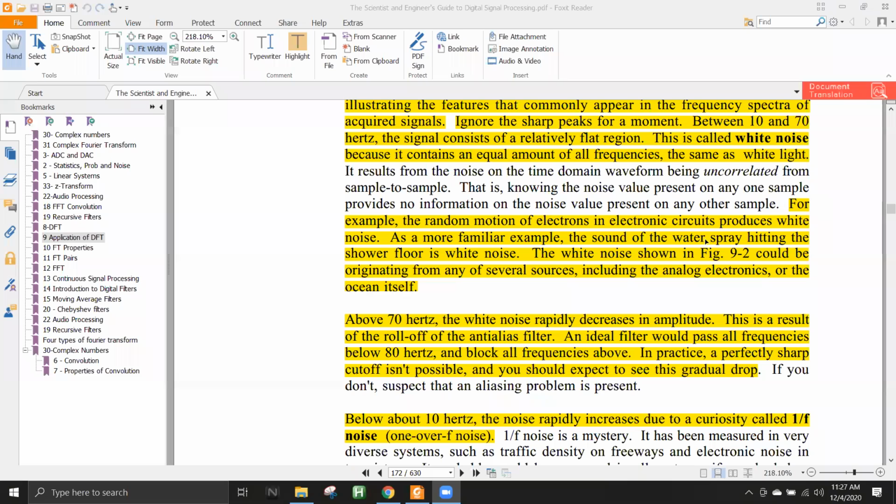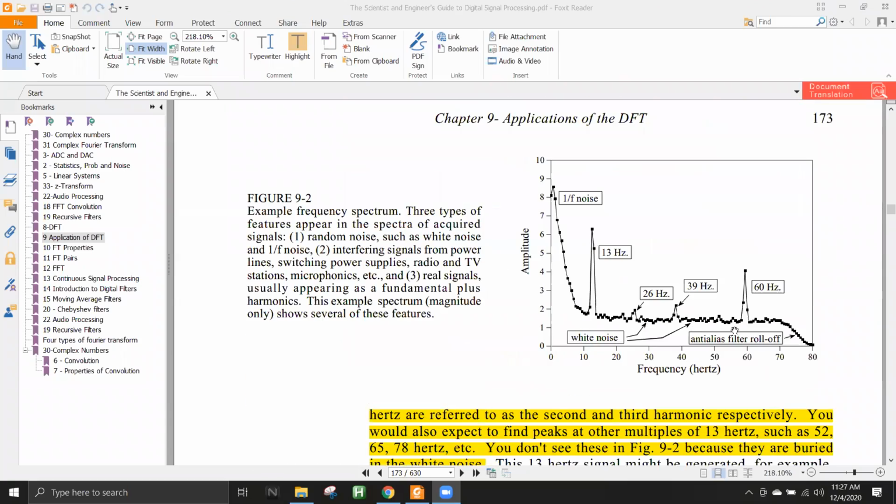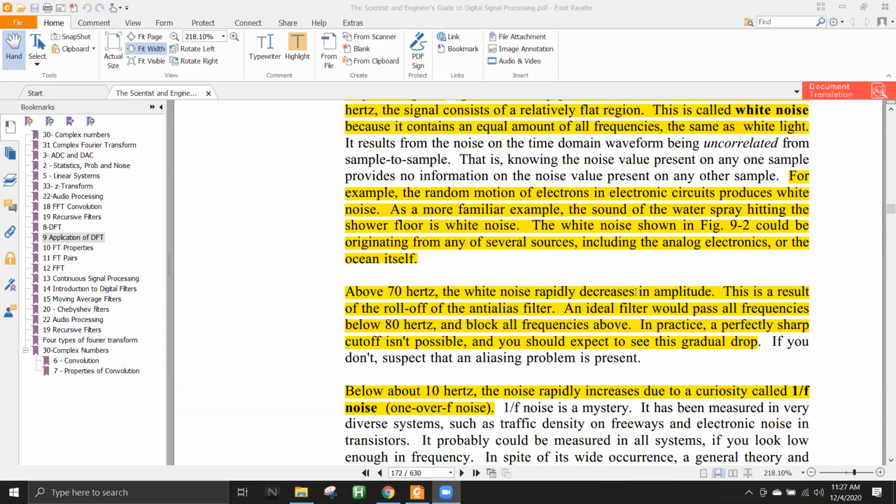And then the random motion of electrons in electronic circuits also produces white noise. So these are just some other examples of where you can get white noise. So these small perturbations, what are they resulting from? In this scenario, this white noise may come from the analog electronics that is measuring the underwater sound, or the ocean itself. Any one of these may give white noise.